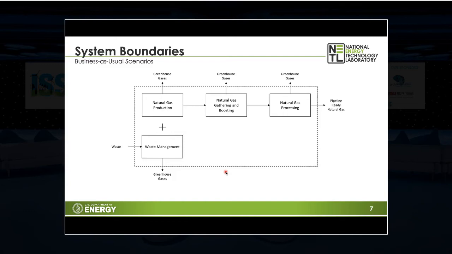Lastly, let's look at the boundaries for the business as usual scenarios. As explained in the very first slide, the business as usual consists of pipeline ready natural gas, which includes production, gathering and boosting, and processing of natural gas to make it pipeline ready. Here we use the results from NETL's natural gas LCA model, and then we add the impacts of conventional waste management, which would otherwise now be used in RNG production.